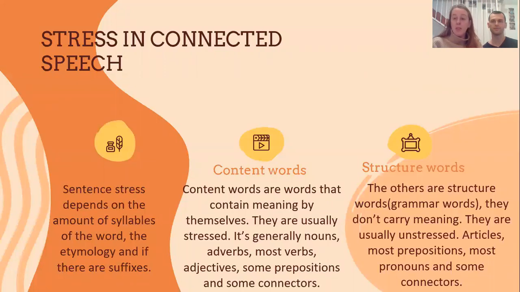On the other hand, we have structure words, which are the other words. They don't carry any meaning. They're usually unstressed. These are articles, most prepositions, most pronouns, and some connectors. These are words that, if seen alone, don't convey any meaning. They need to be in connection with content words. So in connected speech, the accentuated syllable of the content word is the one that is accentuated.